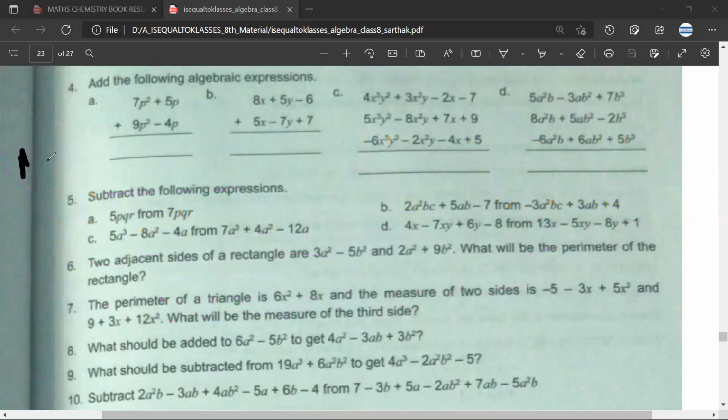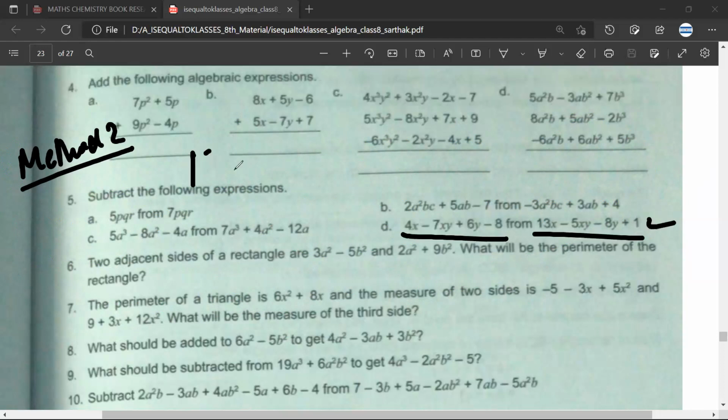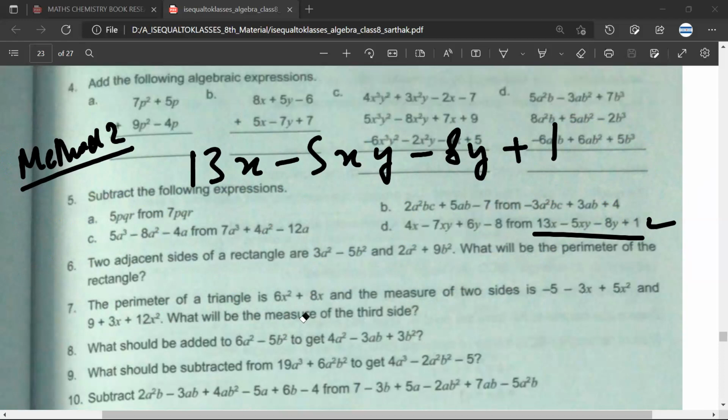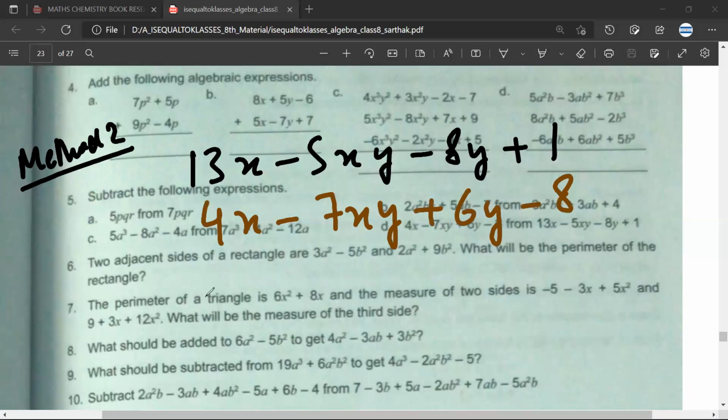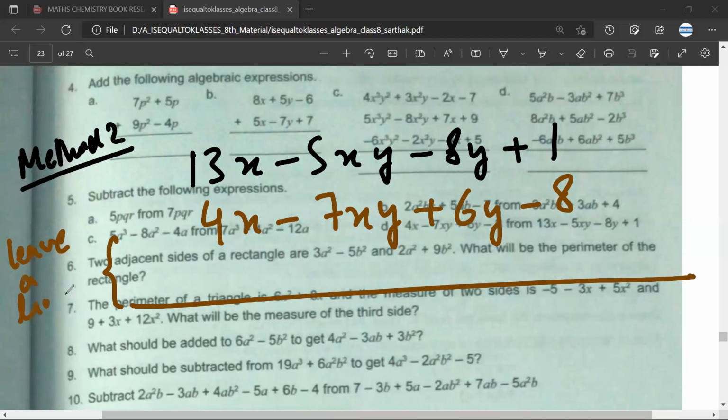Now there is another way of doing the same question. This is method 2. Whenever they say subtract this from this, you can write it like this: 13x minus 5xy minus 8y plus 1, and the first term should be written below this like this: 4x minus 7xy plus 6y minus 8. Have you understood, Sarthak? Yes, sir. Then you draw a line. You need to leave some space, leave a line. Have you understood?